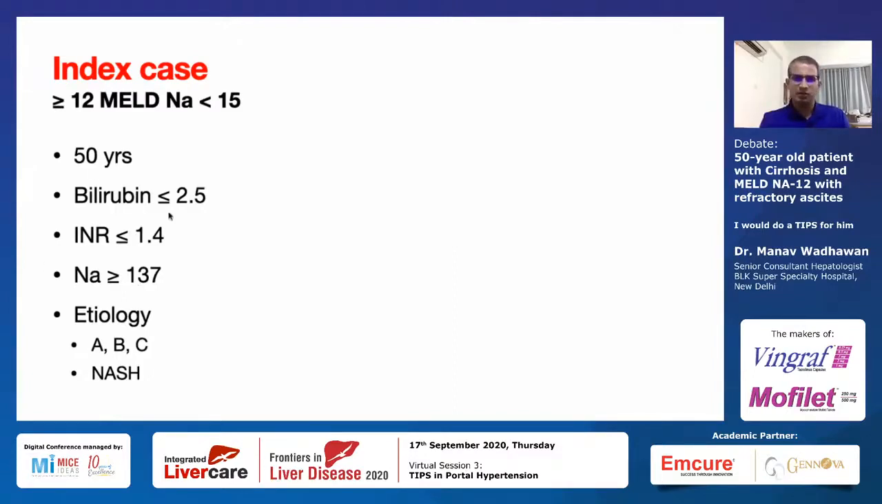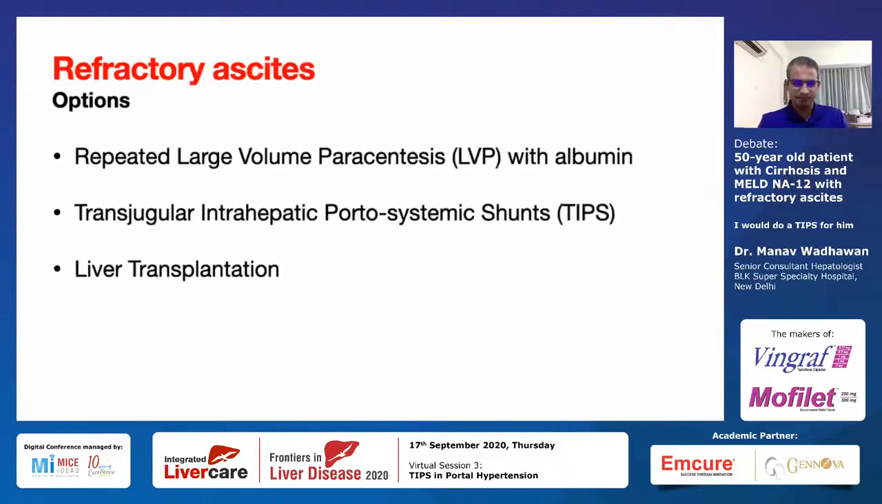So except for refractory ascites, this patient has a well-preserved liver function. I have no information on etiology. That makes a slight difference in the management, but not exactly in deciding who gets TIPS and who gets transplant. But for the sake of it, let me put it here. Alcohol, B and C I put together. NASH I put separately. I'll discuss this towards the end of my presentation as the last slide.